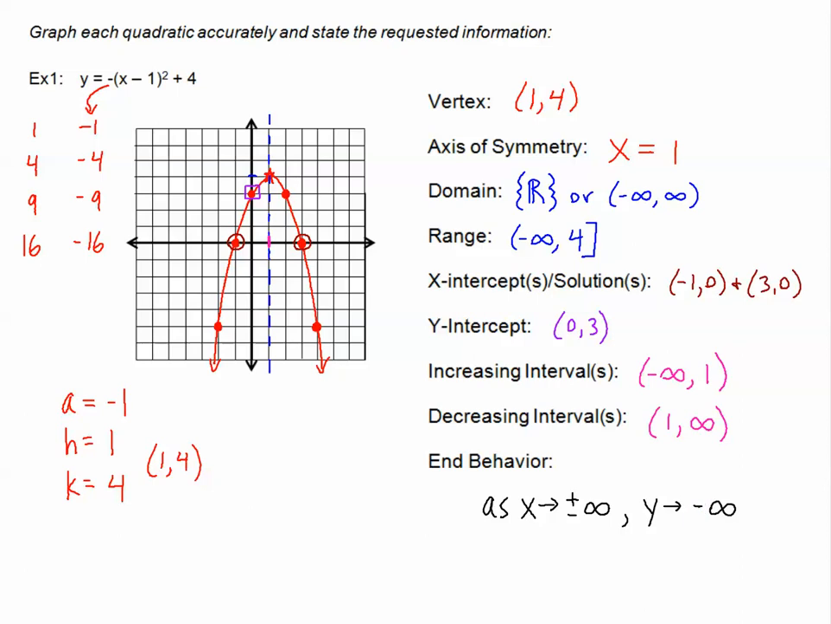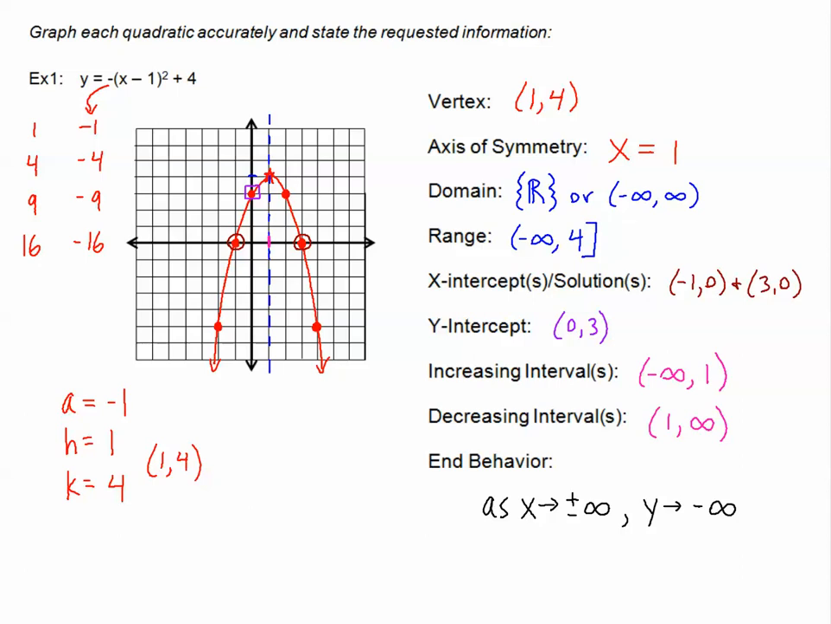After this first example, you might start to see some connections, and a bunch of these things depend on the values of the vertex. You can see the value of h is 1. That appears in the axis of symmetry, and that appears in our increasing and decreasing intervals. The y-coordinate, the k, is 4, and that appears in our range. So you can see that.